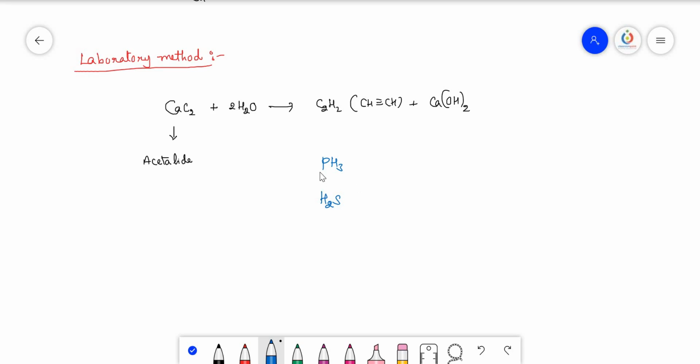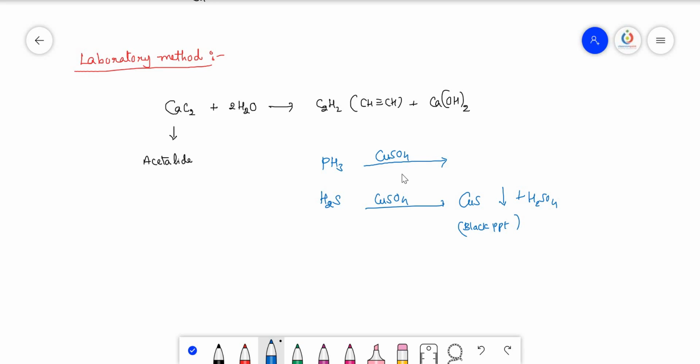So how do we remove these impurities and get pure acetylene? It is simple: the moment calcium carbide is subjected to water, we get acetylene and all these impurities. So all these products we allow to pass over copper sulfate solution. When we allow these gases to pass over copper sulfate solution, hydrogen sulfide reacts with the copper sulfate and forms copper sulfide, which is a black precipitate. It precipitates out and forms sulfuric acid.